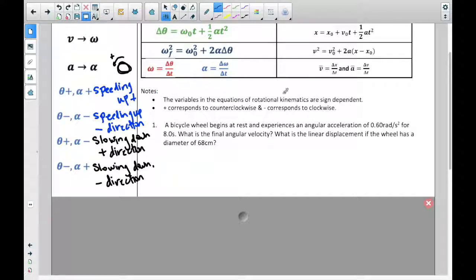In the notes here, it mentions that the variables in the equations of rotational kinematics are sign dependent. So once again, going this way is positive, going this way is negative, and that's what they have here.